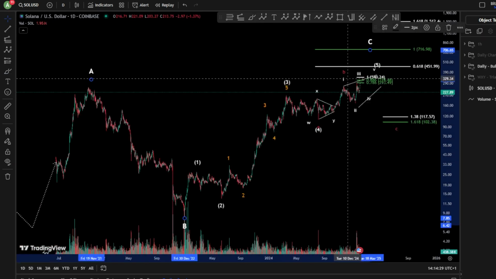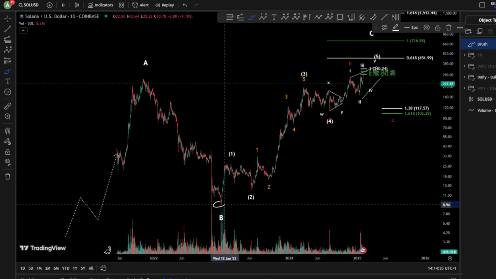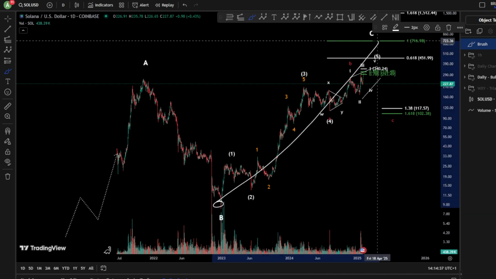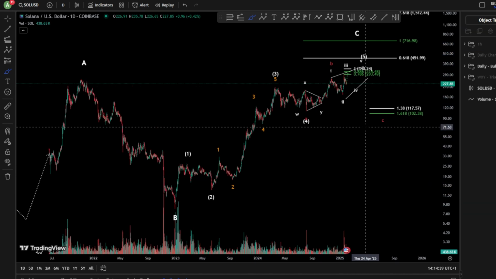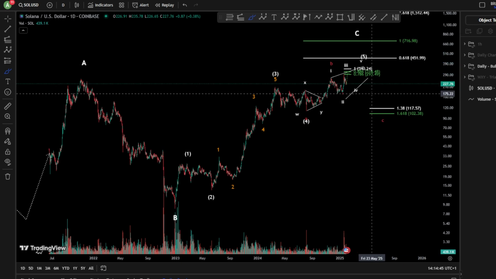Your target for a 1-to-1, of course, taken from the bottom of the wave A till the top of the wave A and based on the wave B, giving us a 1-to-1 fib level at $716. The uncommon target is $452 as well.